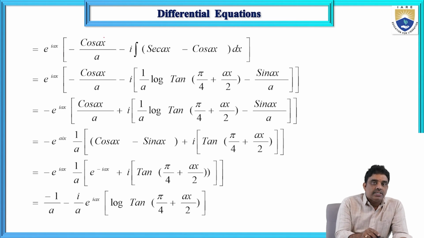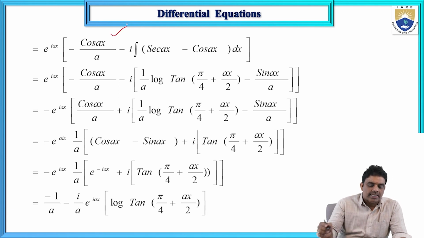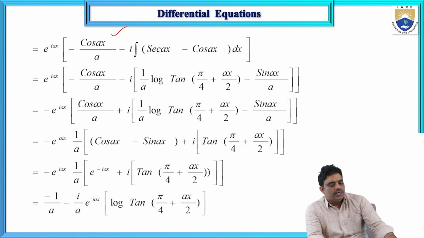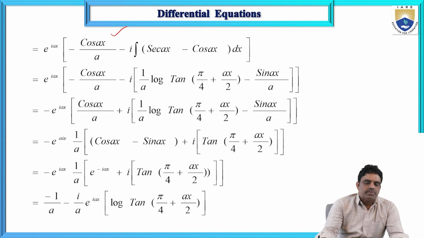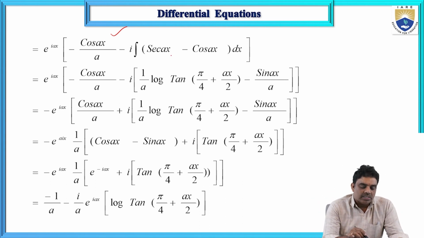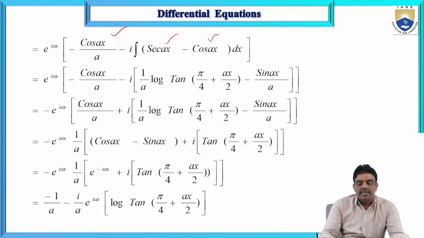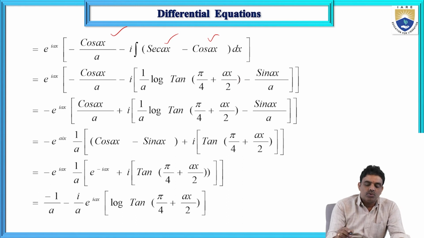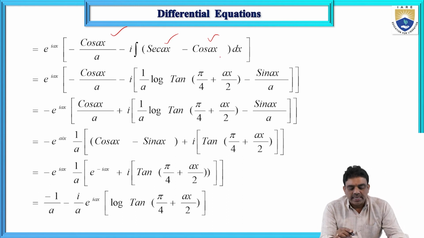e power iax into the first term as it is, minus cos ax by a, minus i into, so cos ax by cos square ax, that will be 1 by cos ax, that is secant ax. Second one, cos square ax by cos ax, that is cos ax dx. So first term as it is, minus i into, so integral secant ax, the formula is 1 by a into log tan (pi by 4 plus ax by 2), minus cos ax integration sin ax by a.